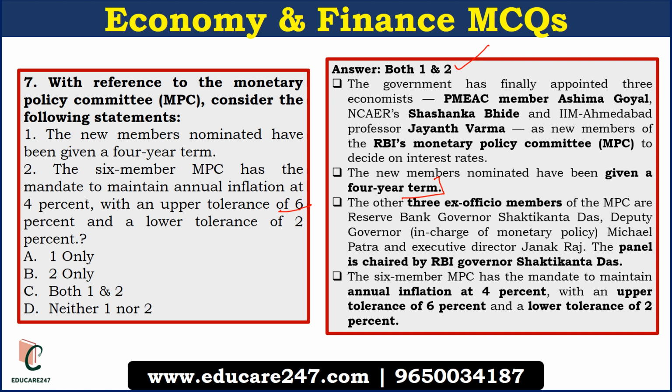This 6-member committee meets and discusses, and they maintain the annual inflation at 4%. Upper it can go to 6% and lower it can go to 2%. So this is the main role of the Monetary Policy Committee, and recently the government has appointed 3 of their new members.